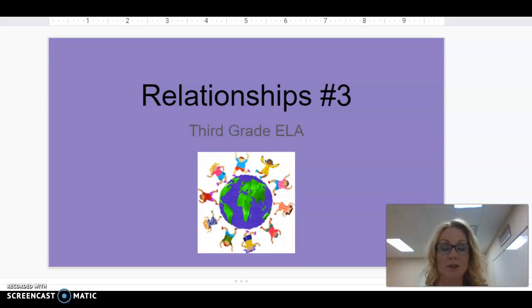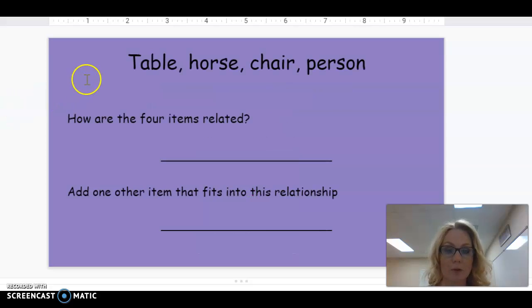We're going to continue to look at relationships. So let's take a look here. We have table, horse, chair, person. So we need to look at how the four items are related.